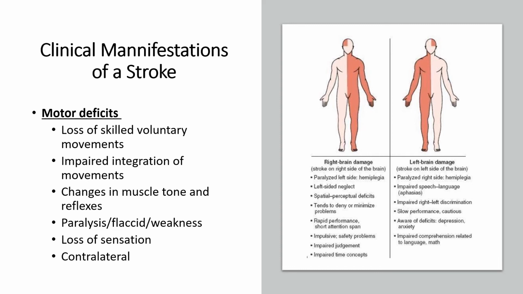So if there is a right brain infarct, we'll have issues on the left side of the body. Or if there's a left brain infarct, we'll have issues on the right side of the body. So it's the opposite side of where the infarct is on the brain. So if you take a look at the image on the right, if there is a right brain infarct, the patient can develop paralysis on the left side or hemiplegia, left-sided neglect.